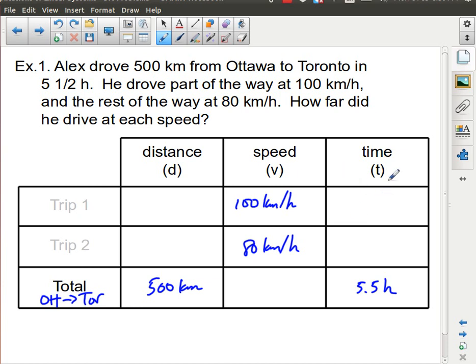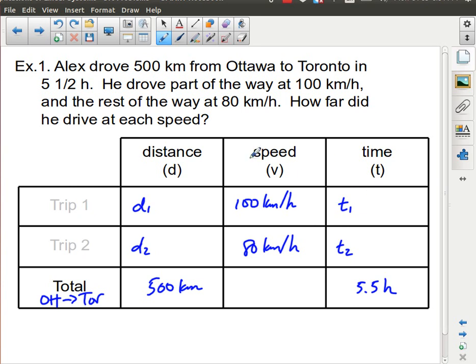So this raises some interesting questions. I've got these two speeds. I have no idea how long this trip took, and I have no idea how far each of the pieces were. If you look at this, it looks like there's way too much stuff that's unknown here. But we can get past this if we remember. Well, before we do that, let's just go ahead and say that this is distance 1, and this is distance 2, and this is time 1, and this is time 2. That's a lot of variables. 4 variables. I can't solve for that.